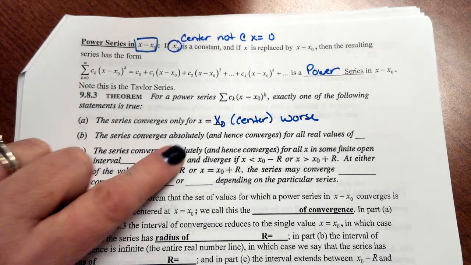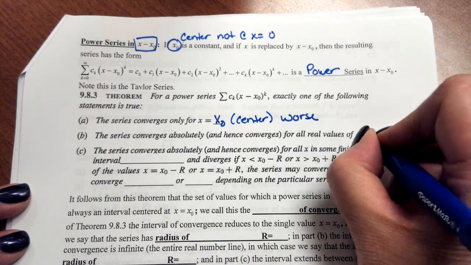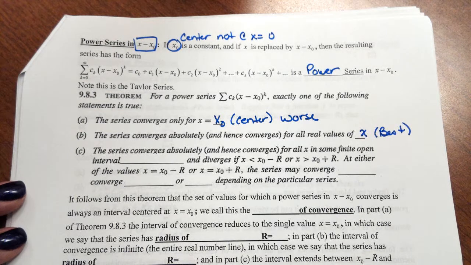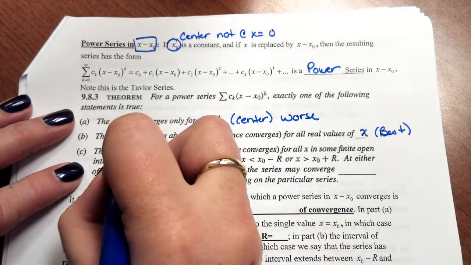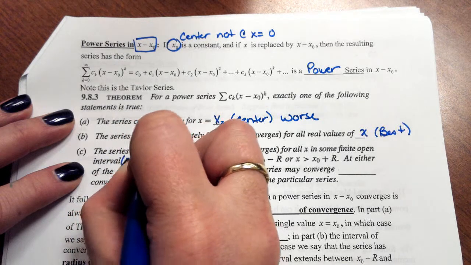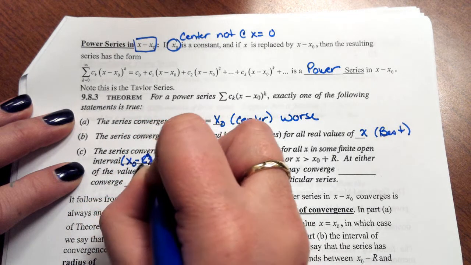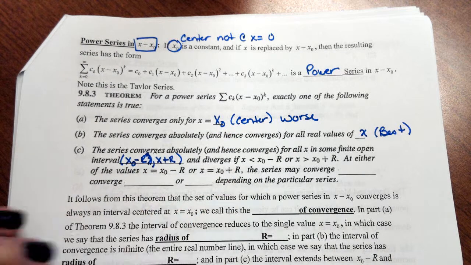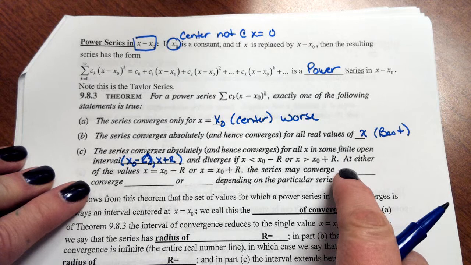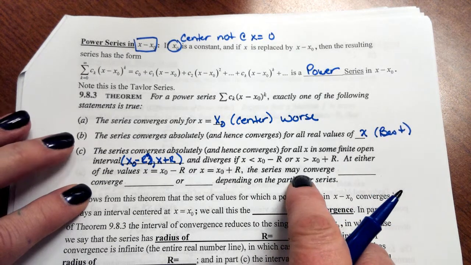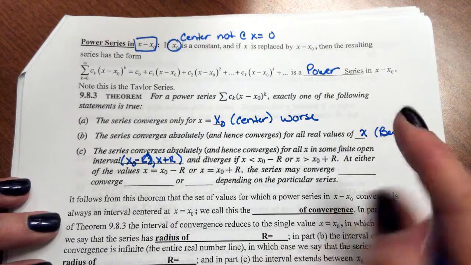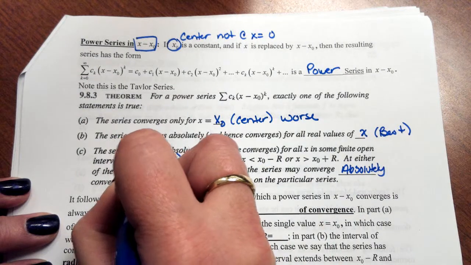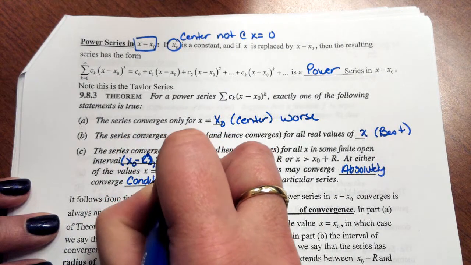It may converge for all real values. And this is your best case scenario. Converges over some finite open interval, which would be x sub 0 minus r, comma, x sub 0 plus r, and diverges outside that particular interval. At either of the endpoints, the series may absolutely converge, conditionally converge, or diverge.